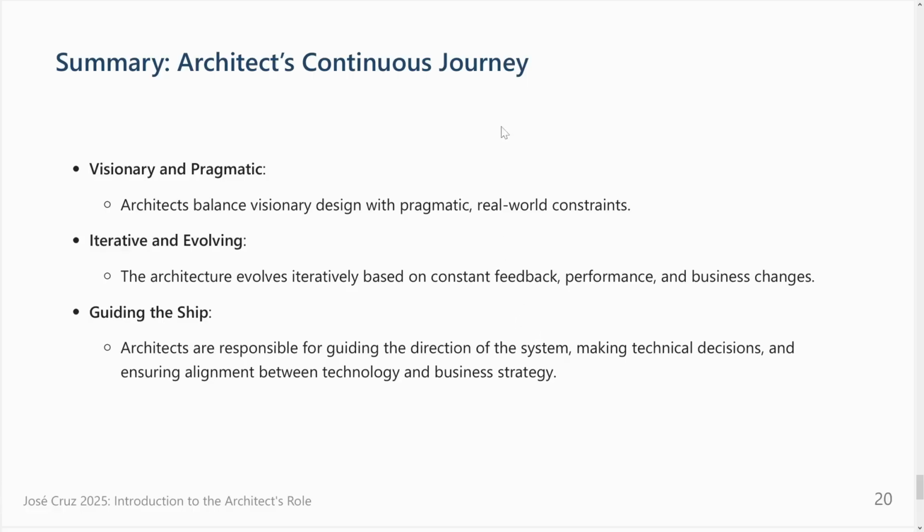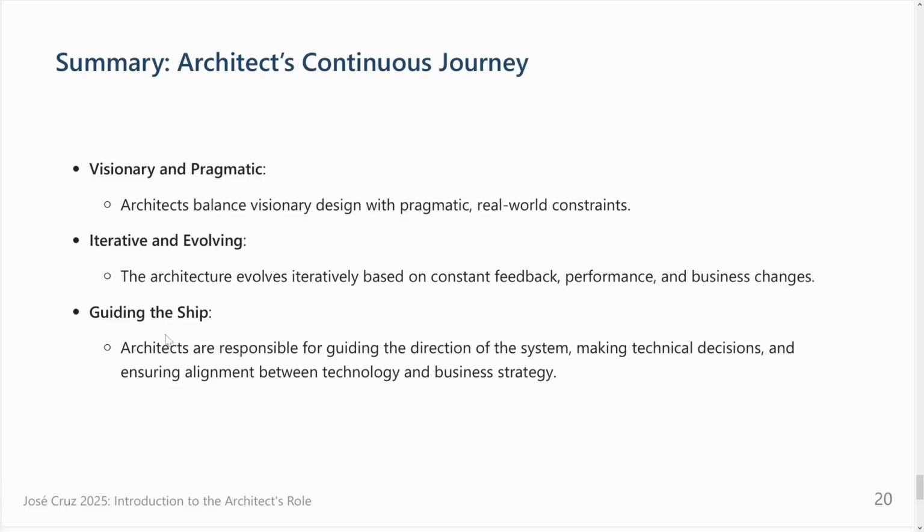So in summary, the architect's continuous journey: visionary and pragmatic. Those are the two words that you always have as an architect. Architects balance visionary design with pragmatic real-world constraints. After 3 videos that I think I already created in this series, you should understand this by now. Real-world constraints are what architecture is about. Iterative and evolving: the architecture evolves iteratively based on constant feedback. Feedback is not another person's feedback, it's metrics feedback, how the system is behaving, the number of bugs and issues you found. It's everything, any feedback, okay?